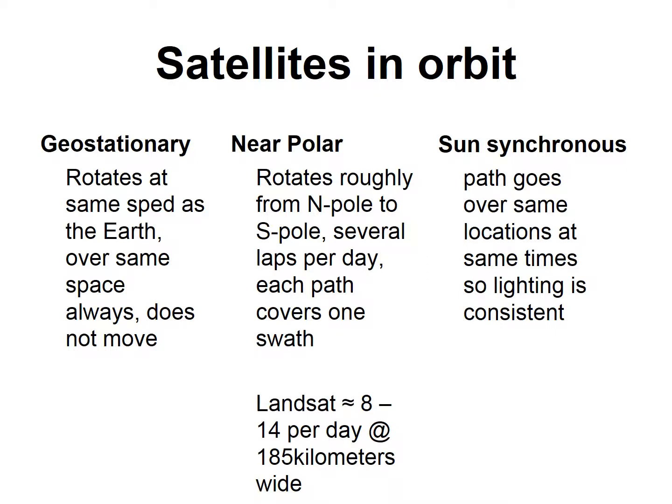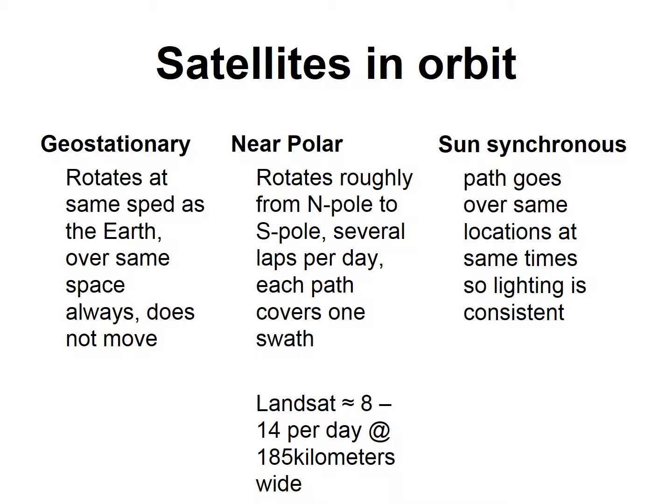Other satellites travel on a near polar orbit, which means that it roughly rotates from the North Pole to the South Pole, and it typically laps around the Earth several times a day. Each path covers a certain amount of area, and they call that a swath. All the while, of course, the planet's rotating. For example, with Landsat 8, it takes about 14 passes around the globe per day, and each one is roughly 185 kilometers wide.